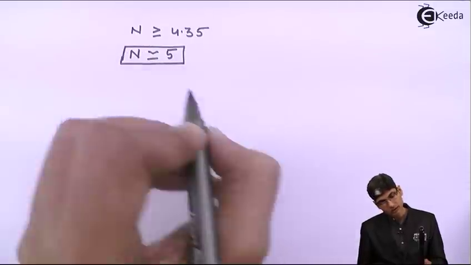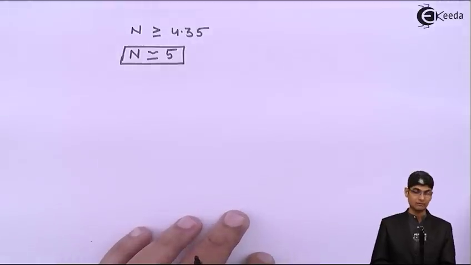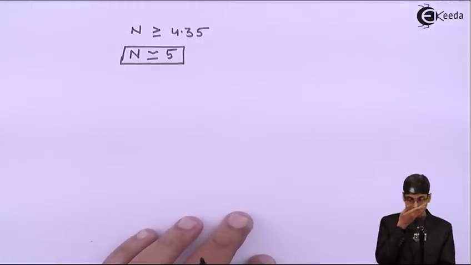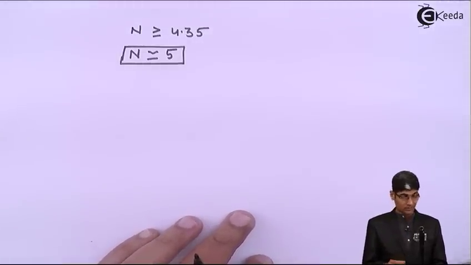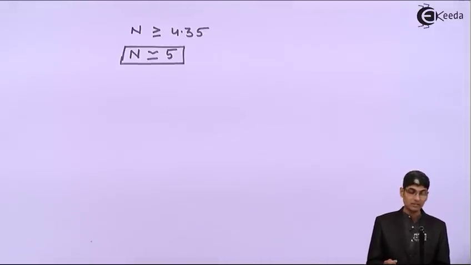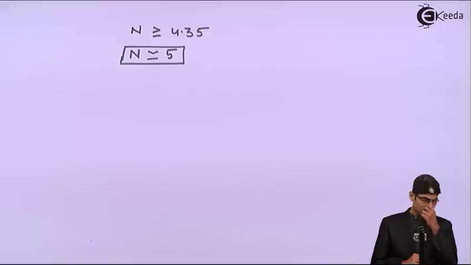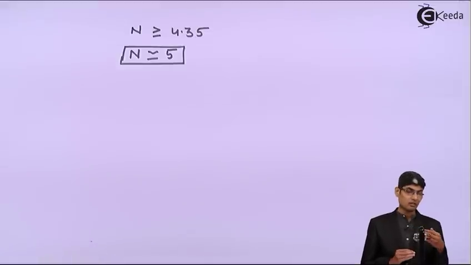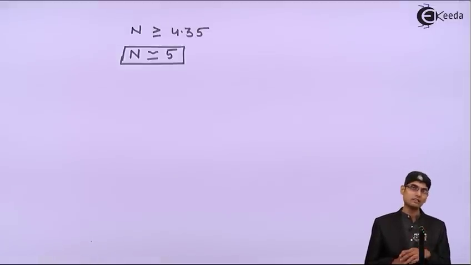So now my order is n is equal to 5. So now for the fifth order filter I need to design. Once the order has been found, you can further modify the characteristics of your filter.